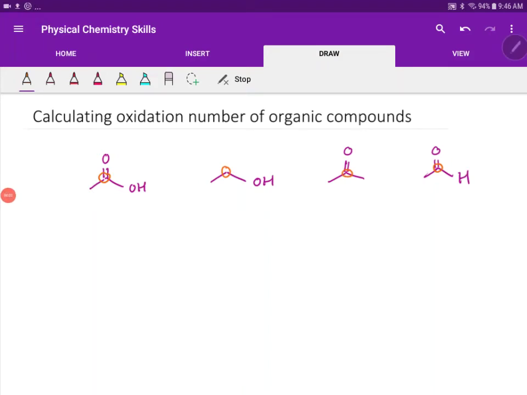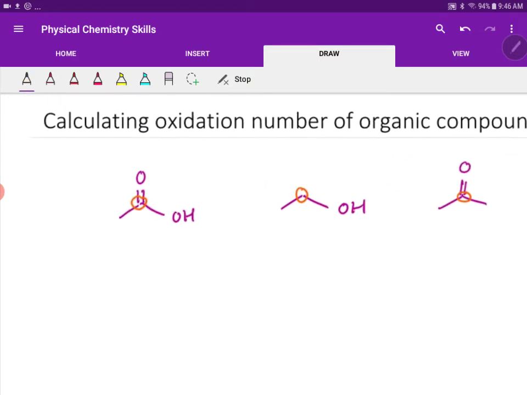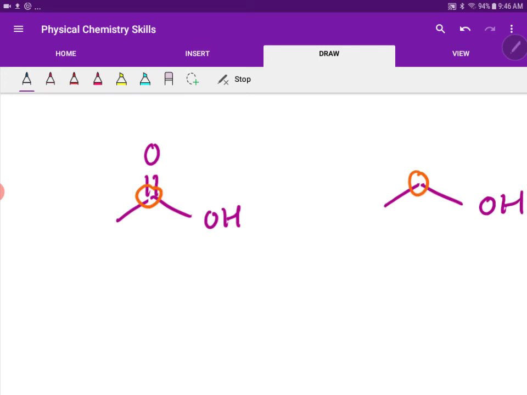Hi everyone, in this video we are going to talk about how we can calculate the oxidation number of specific atoms in organic compounds. In this case, we are calculating the oxidation number of the carbon circled in orange. We go about tackling such questions by looking at two atoms at a time and comparing their electronegativity values. The one that's more electronegative will get a -1, whereas the more electropositive or less electronegative atom will get a positive value, +1.